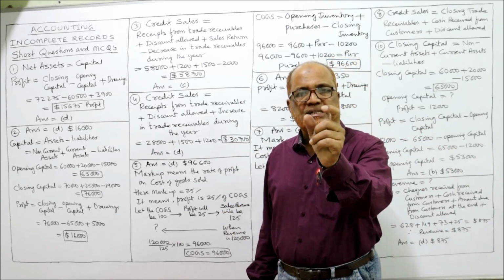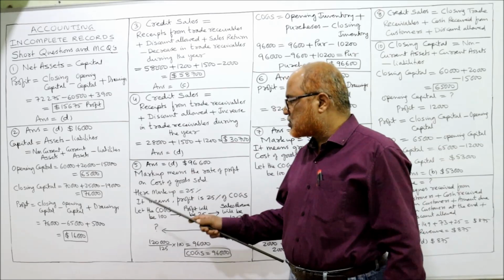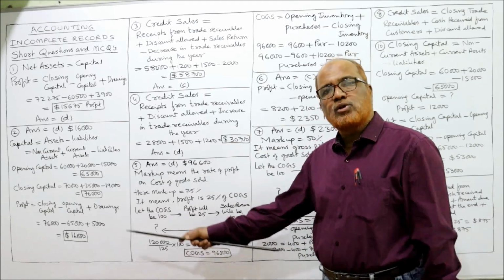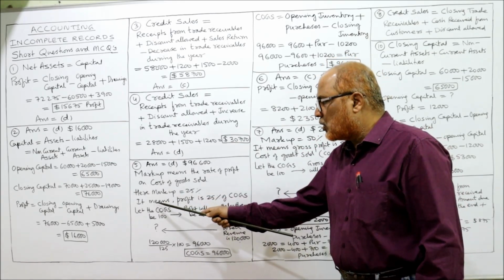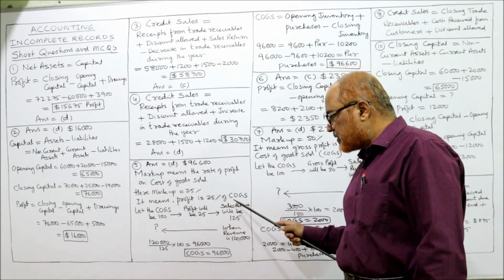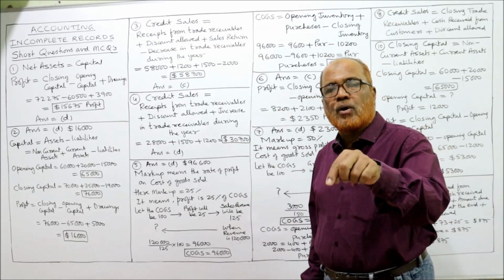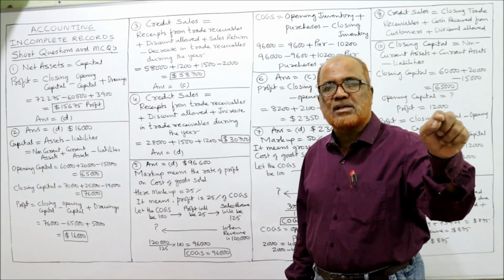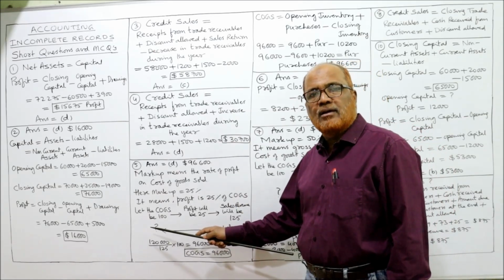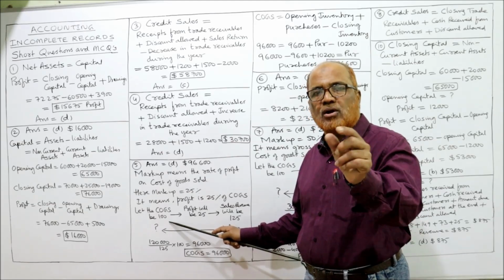Whenever the word markup is given, you must think that it is a percentage of profit on cost of goods sold. In our problem, cost of goods sold is not given, so we have to suppose. Let the cost of goods sold be 100. Here markup is 25%. It means that profit is 25% of cost of goods sold. We don't have cost of goods sold, so I am supposing $100 is the cost of goods sold.